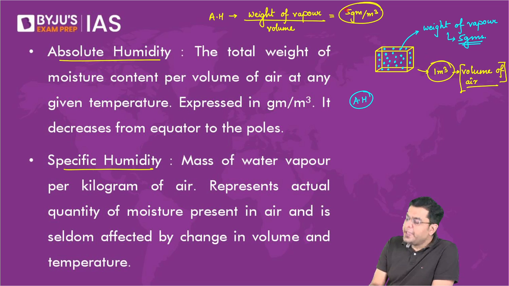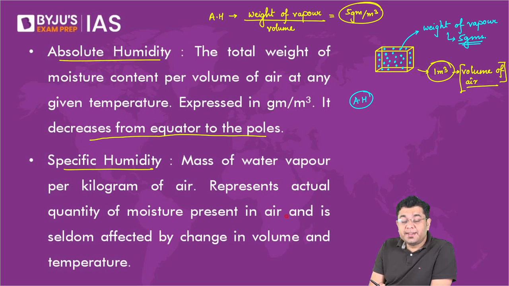In general, you will observe that the absolute humidity decreases from the region of the equator to the poles. Now think about it, why does it happen? Why is it that the absolute humidity in general will reduce from the region of equator as you move to the region of the poles? Why is the amount of absolute humidity lesser? Very good. Because of decrease in temperature.